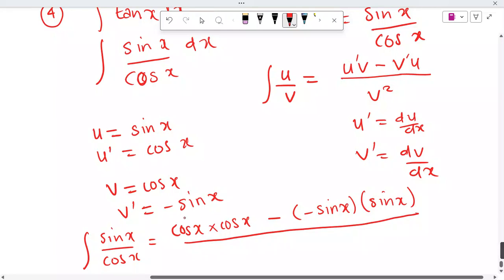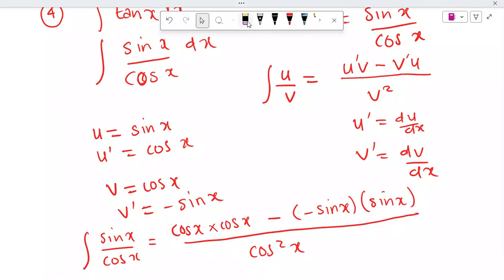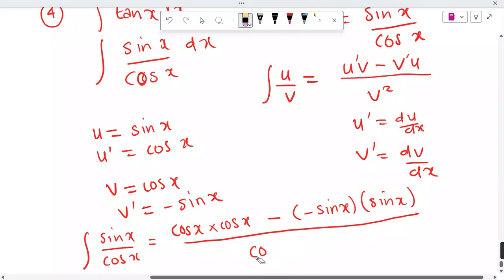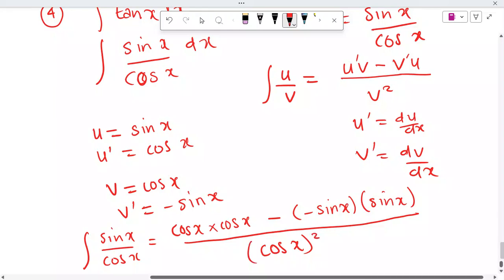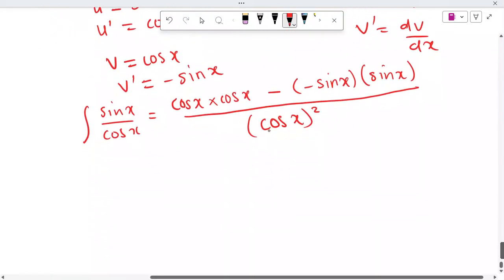Over v squared, if you follow the formula here. v squared. So v is cos, so cos squared x. Let me write it like this. I don't want you guys to say you are lost. So cos x squared. So this is direct application of the formula, the quotient rule.